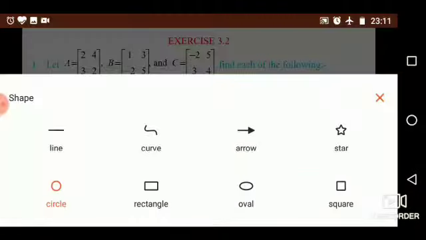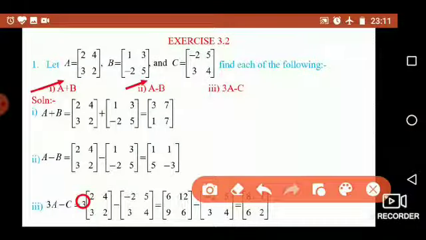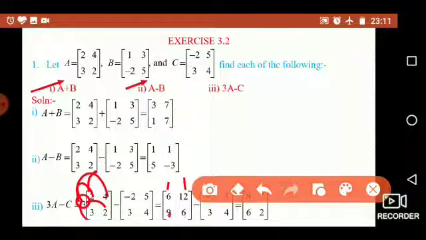Then we get 3 2s are 6, 3 4s are 12. 3 3s are 9, 3 2s are 6. And that matrix minus the matrix C, the elements of the matrix C are minus 2, 5, 3 and 4.